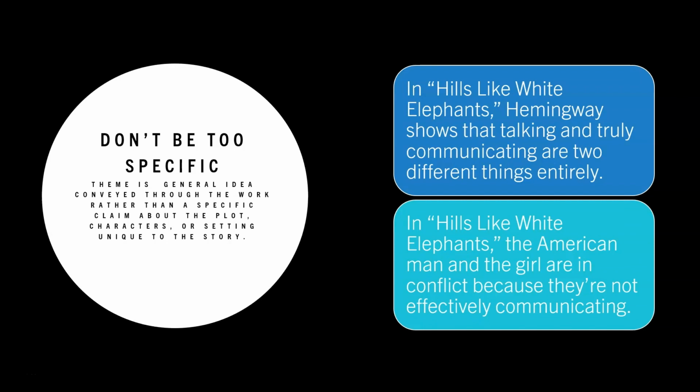In Hills Like White Elephants, the American man and the girl are in conflict because they're not effectively communicating. Now, this is certainly a fair analysis of the characters and the plot conflict within the story, but this doesn't speak to a larger theme. Essentially, the theme is something that goes beyond the story, some sort of commentary about humans or the way they think or the way they act, whereas these more direct and specific analytical claims are looking at the other literary elements themselves within that story.